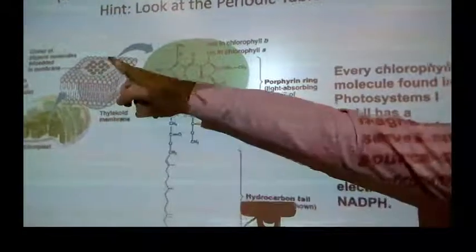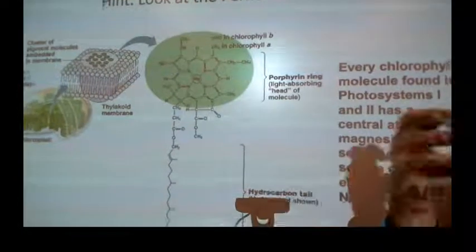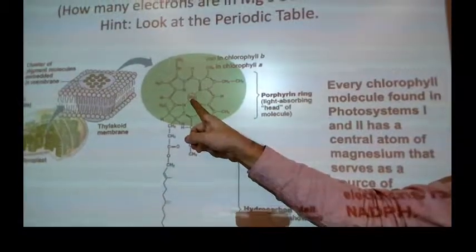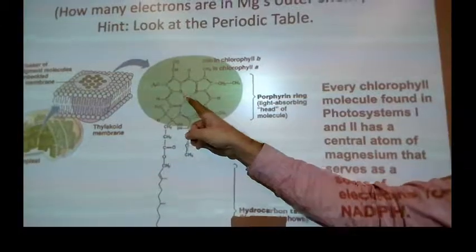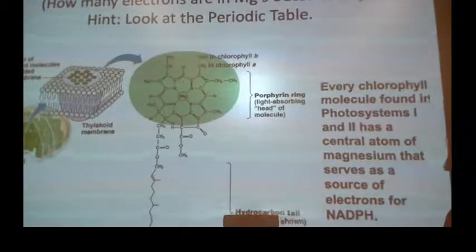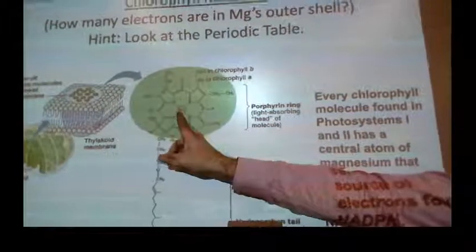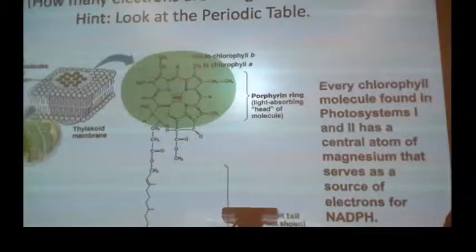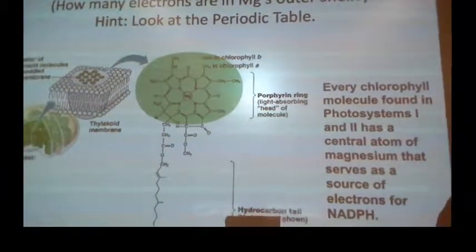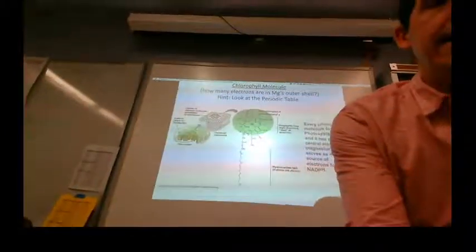Okay? Each of these clusters has basically a primary pigment molecule that's going to have an atom of magnesium sandwiched right in the middle of that pigment molecule. Okay? Why is that important? How is this atom of magnesium going to actually help this process occur? So we need to think a little bit about magnesium first.